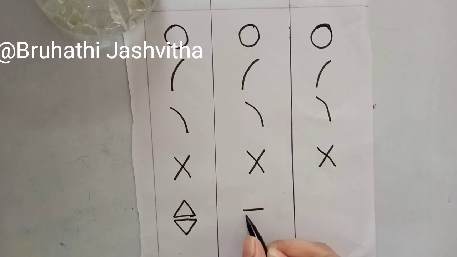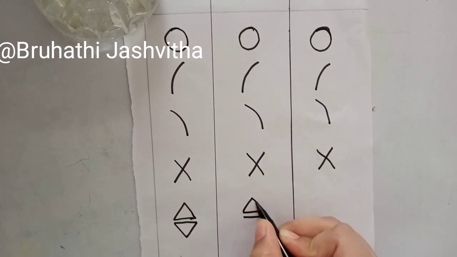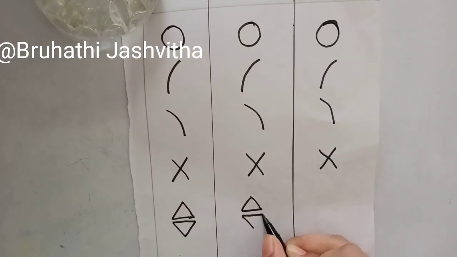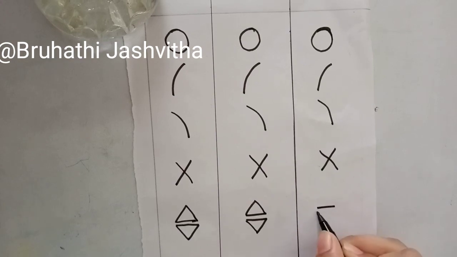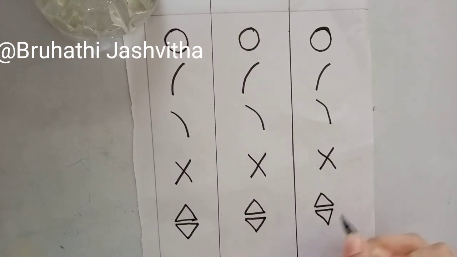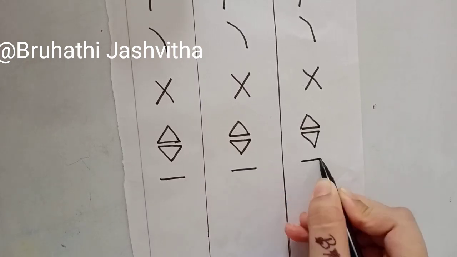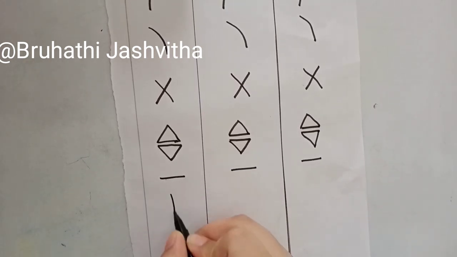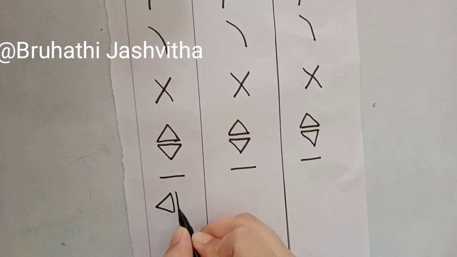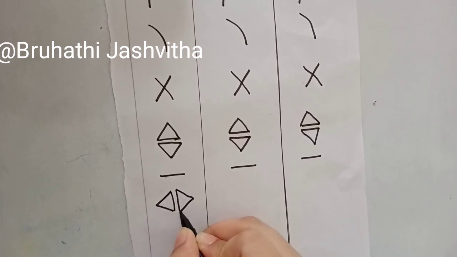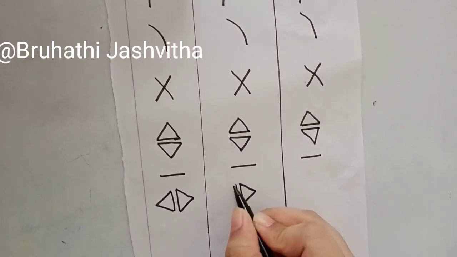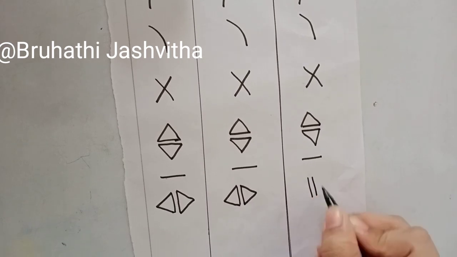You can even draw the sleeping lines first, then draw the triangle. Once more I'll repeat it. The next shape is a sleeping line. The next shape is sleeping triangles. Once more I'll repeat it.